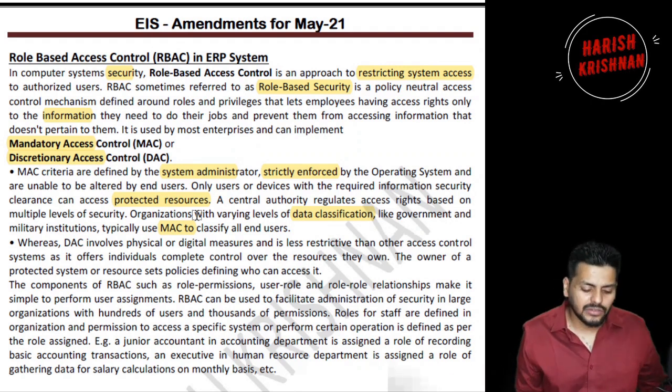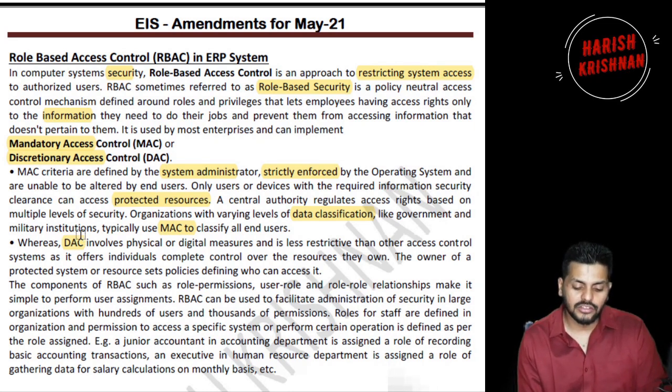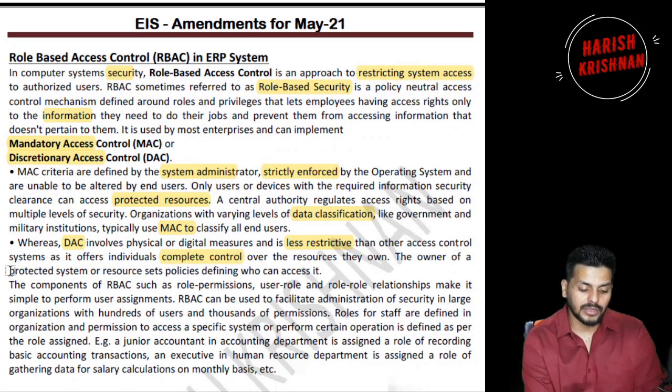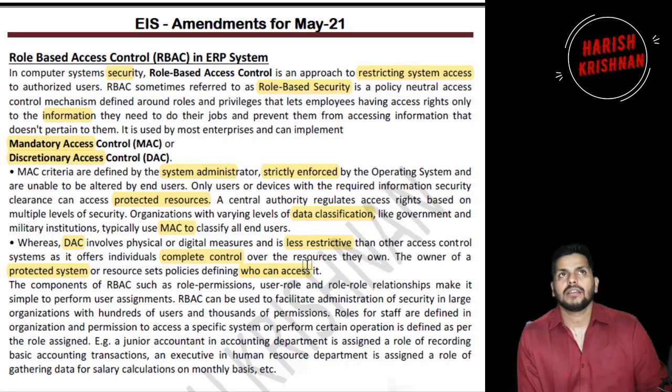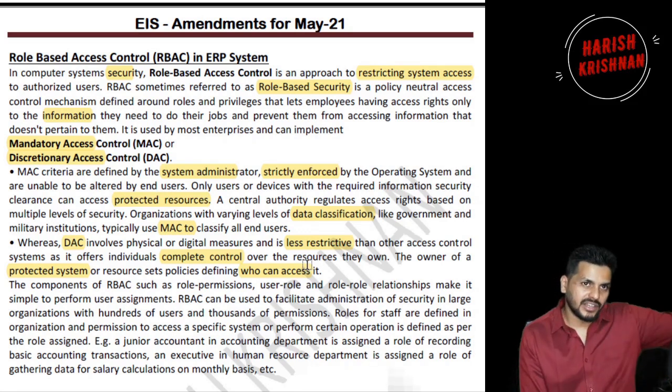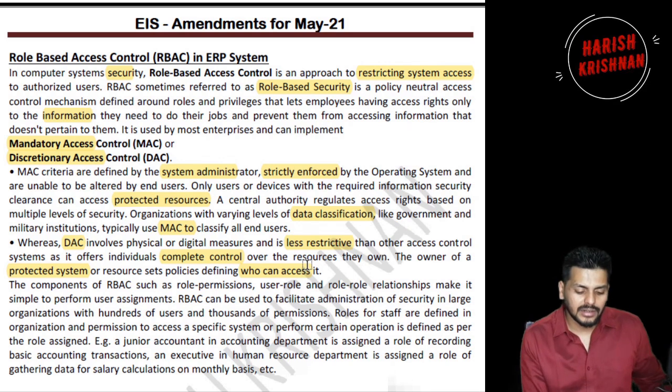In other areas, you can definitely go with DAC, discretionary access control, which involves physical or digital measures and is less restrictive than the other access control system, as it offers individuals complete control over the resources they own. The owner of a protected system or resource sets policies defining who can access it. Now, every access control is that only, defining who can access it. Here it's a little more relaxed. This last paragraph continues to remain the same.